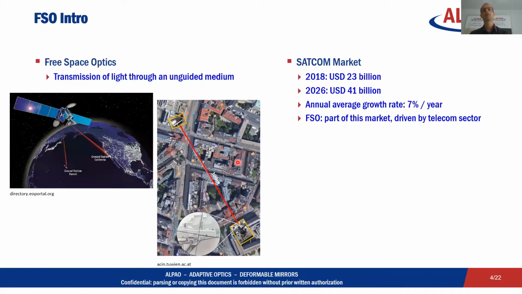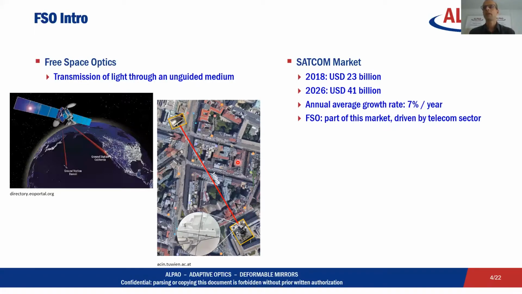So let's get started with the introduction to FSO. Free space optics basically means transmission of light through an unguided medium, might be for communication purposes or for other purposes. Whenever it's transmitted through an unguided medium, such as air, water, free space, basically when there is no fiber involved, no bulk optics, we call it FSO.